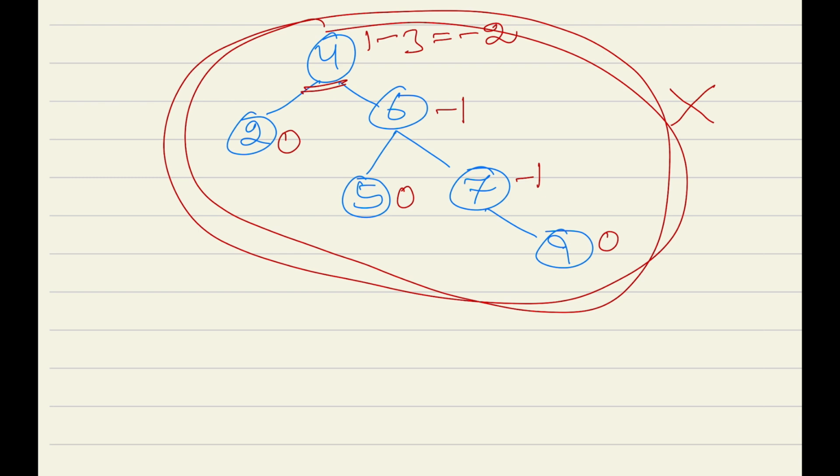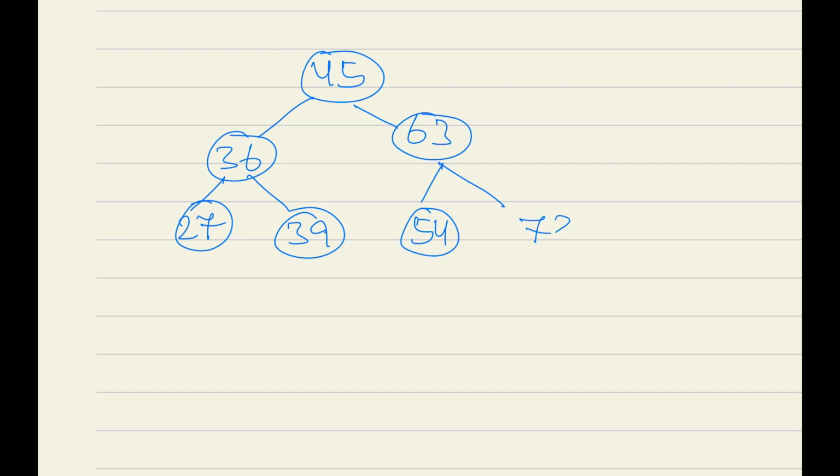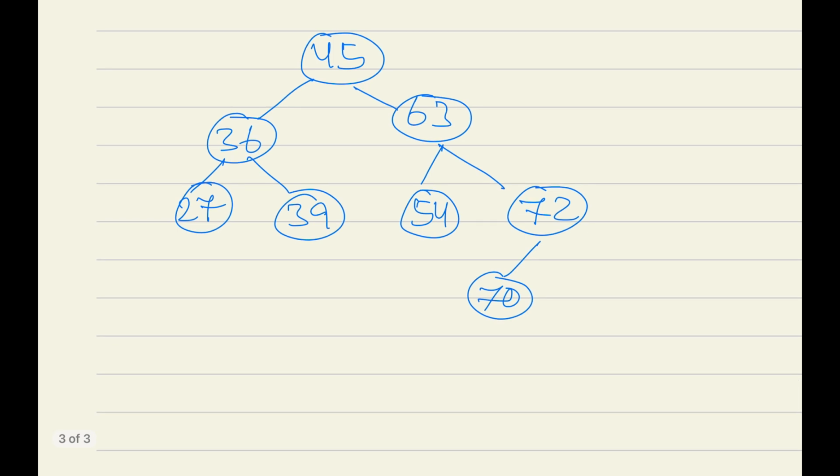Now consider some other example. Here we can take 45, then 63, then 36, then assume 27, then 39, here 54, here 72, here 70. So this is a binary search tree, because we know that each AVL tree is a binary search tree. Now we will check whether this binary search tree is an AVL tree or not.